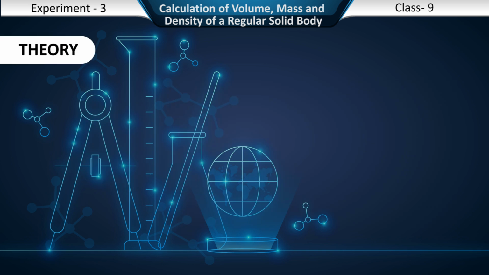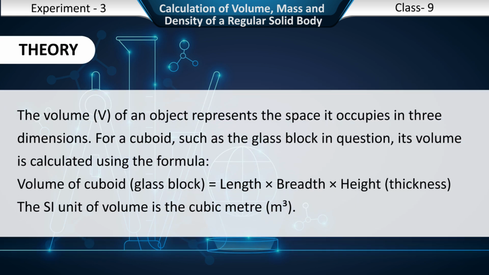Theory. The volume, V, of an object represents the space it occupies in 3 dimensions. For a cuboid, such as the glass block in question, its volume is calculated using the formula: volume of cuboid, glass block, is equal to length times breadth times height, thickness. The SI unit of volume is the cubic meter.